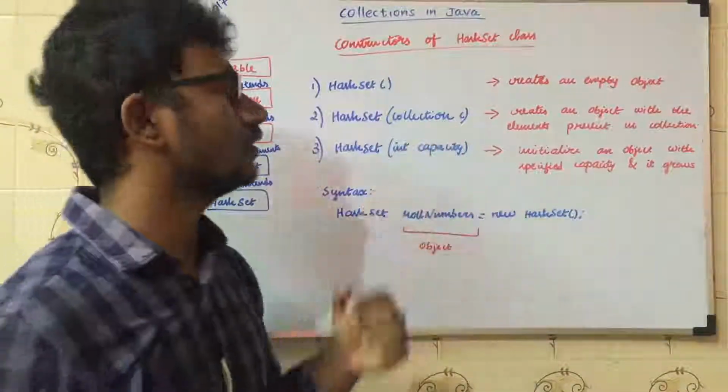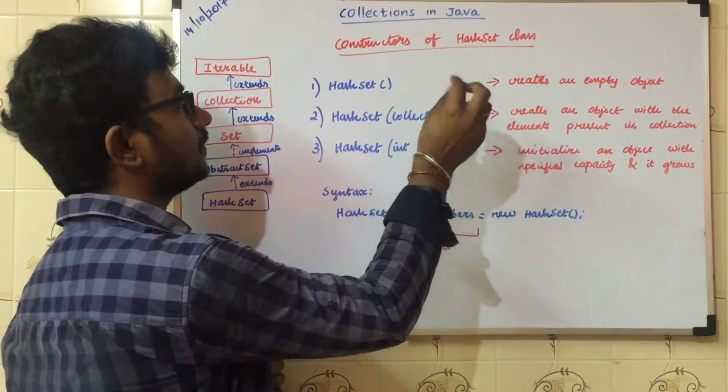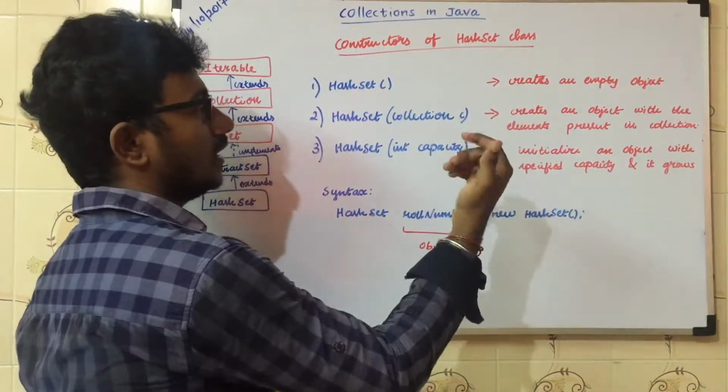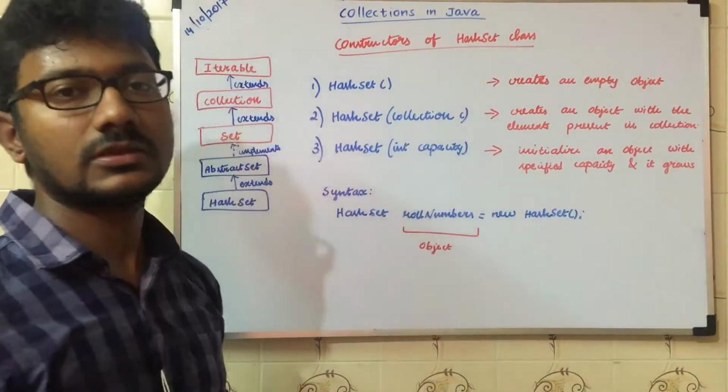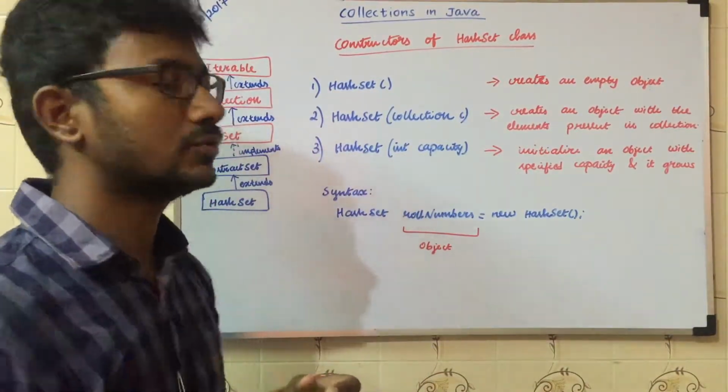So what it will try to do is create a HashSet object and then populate the elements that are present in the collection. So if, suppose, the data 2, 3, 4, 5 is present in collection C, then it will try to populate those elements in the newly created object.